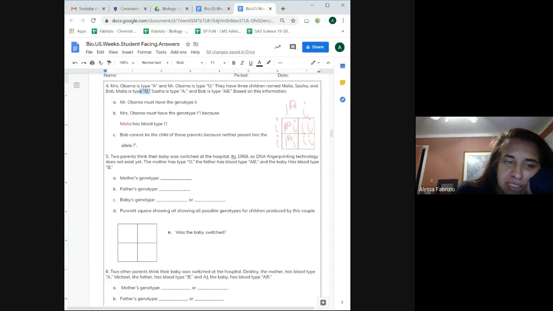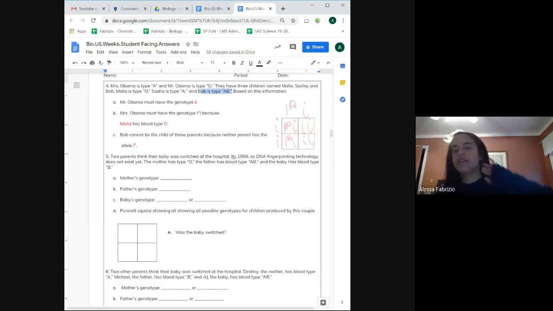So Malia has blood type O. She can get blood type O from one of these 2 potential alleles. Sasha has blood type A. She can get the A blood type from one of these 2 alleles. And then Bob has blood type AB. And that is not even a potential option here, as neither of the parents can contribute the B allele.